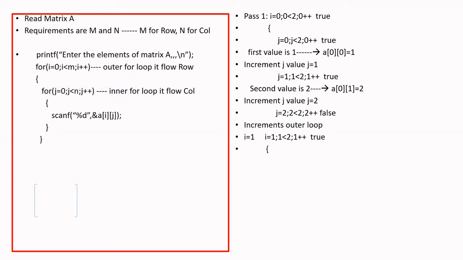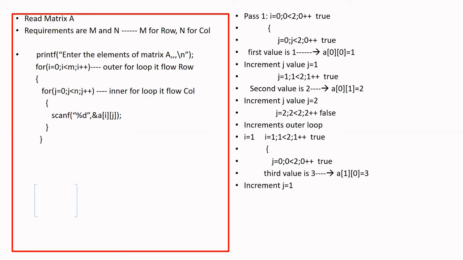It will come inside the inner for loop. Again, j is initialized to 0. 0 is less than 2? Yes, true. Again, it starts reading the third value, that is A of 1 and 0. 1 is nothing but the first A of 1 and 0. It will go with value 3.